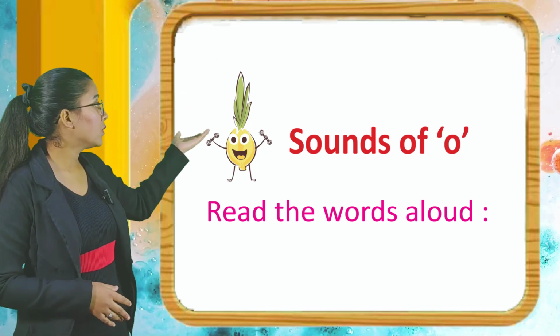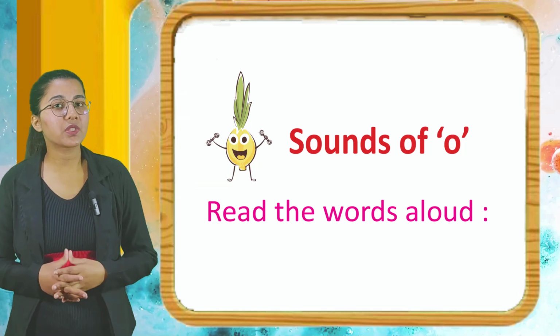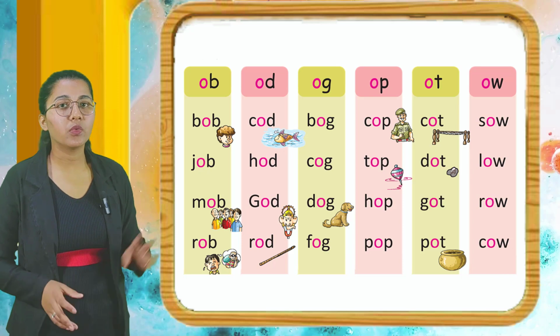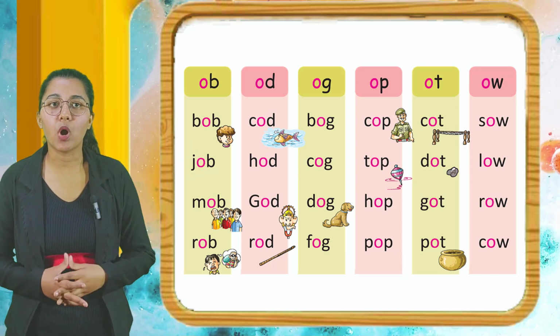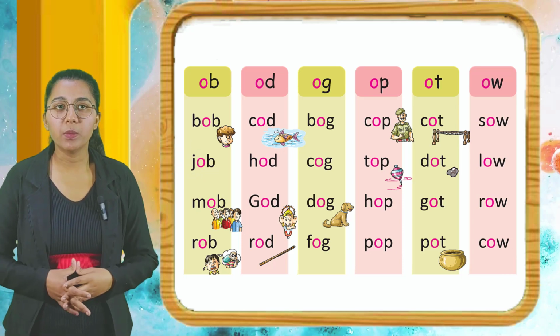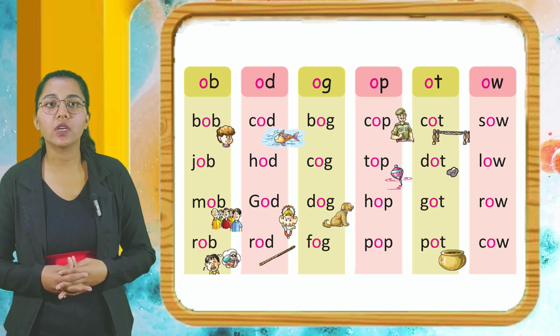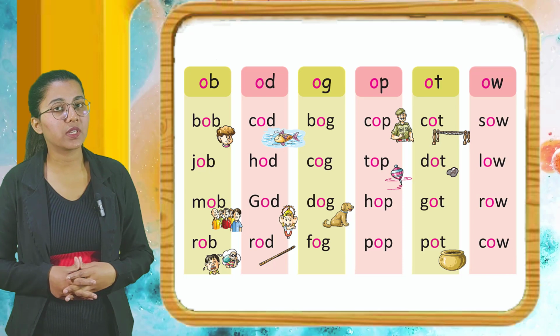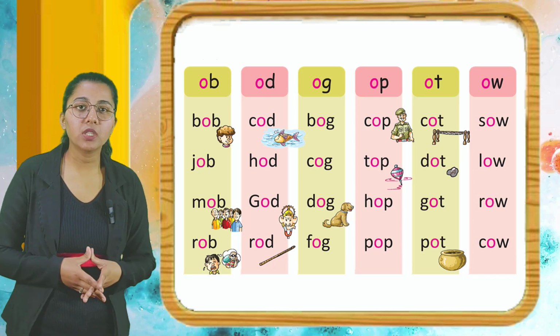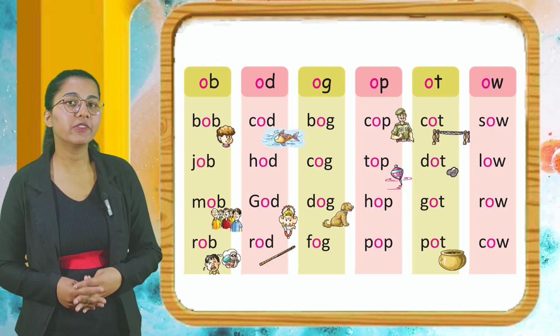Now, sounds of O. So, let's read the words aloud. Words having OB. Bob, job, mob, rob. Now, words having OD. Cod, hod, god, rod. Words having OG. Bog, cog, dog, fog.